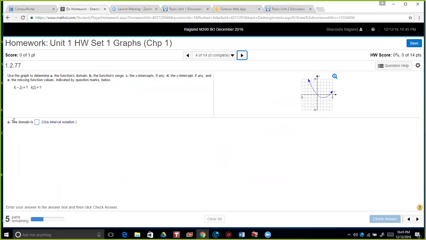And so here it says find the domain. So when we look at this, the domain, what does the domain deal with?